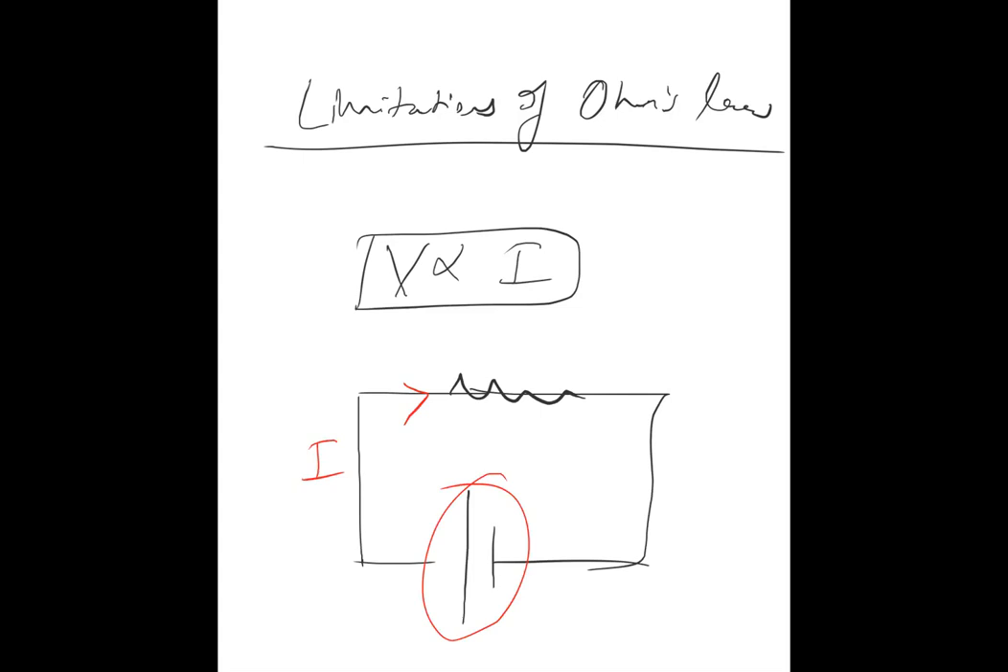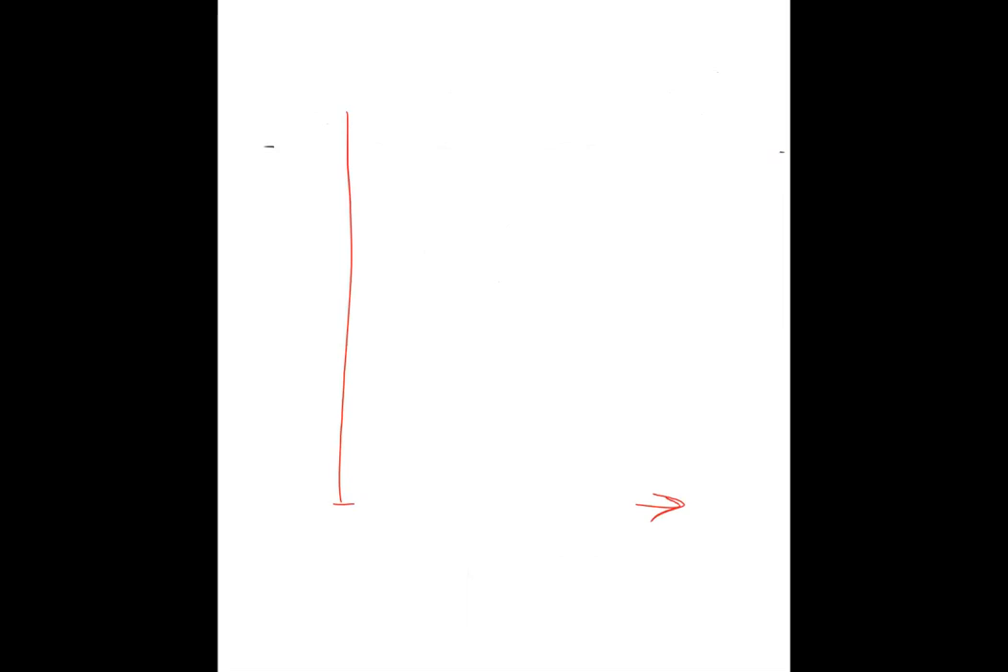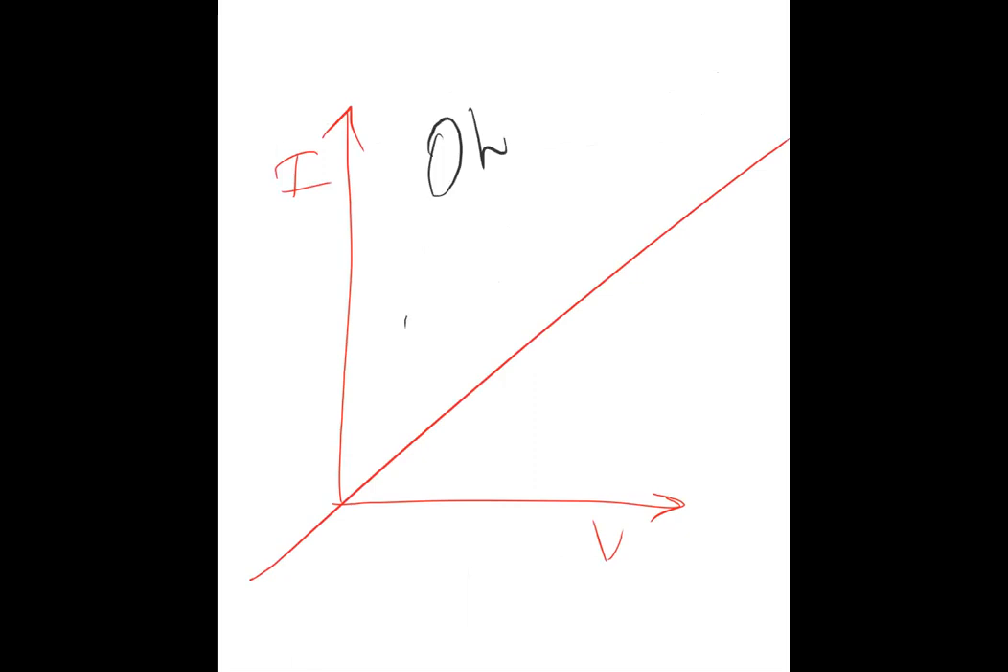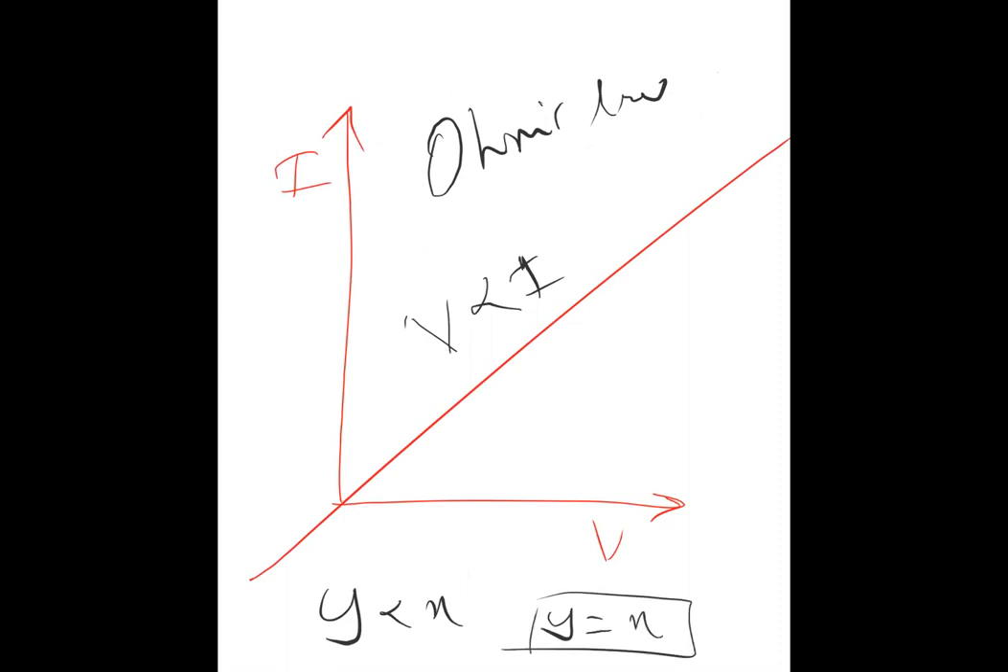If you draw a graph between V and I, it should be a straight line like this. This is for those materials which follow Ohm's law. V is proportional to I. That means Y is proportional to X, that means Y is equal to X. Okay. So this is just very simple. You can put I here also. And this is Ohm's law.